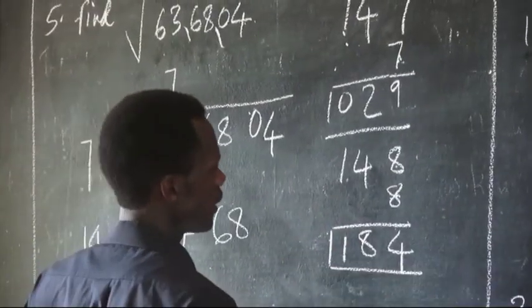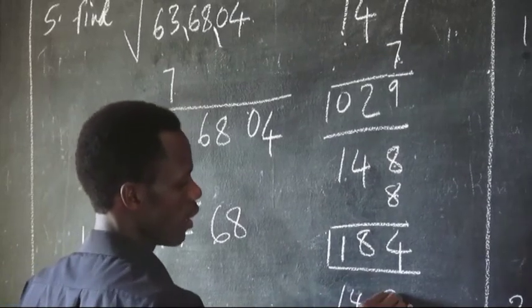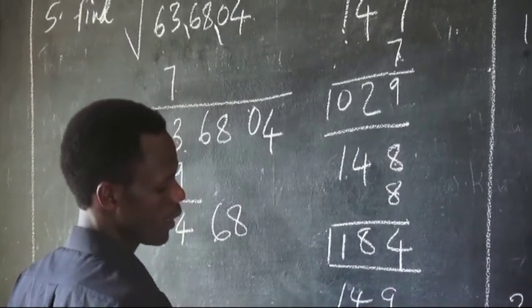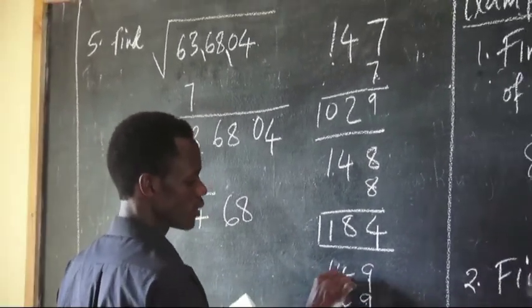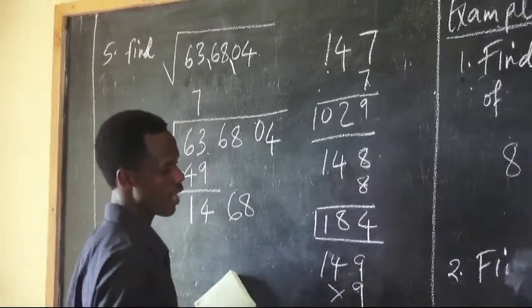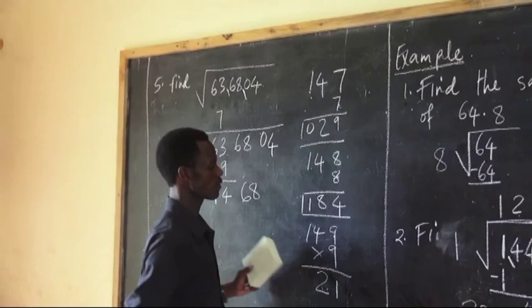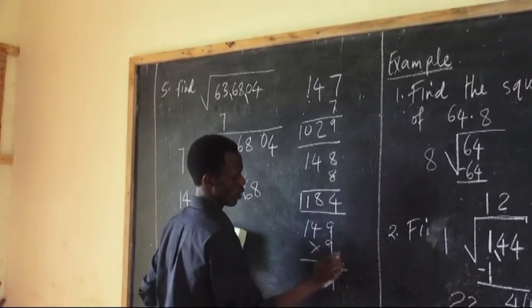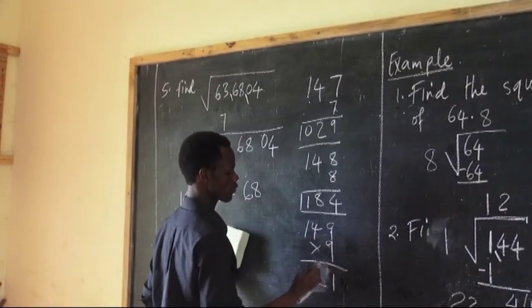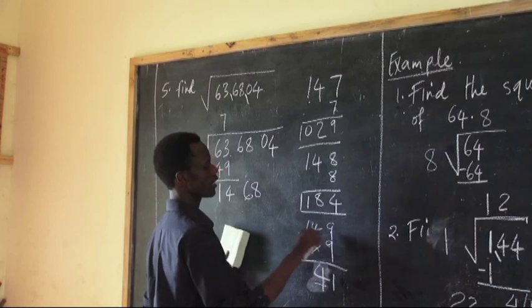Now let us see by 9. 149 times 9. Then it is 81. Here it is 36. 36 plus 8, it is 44. Now, here it is 9.